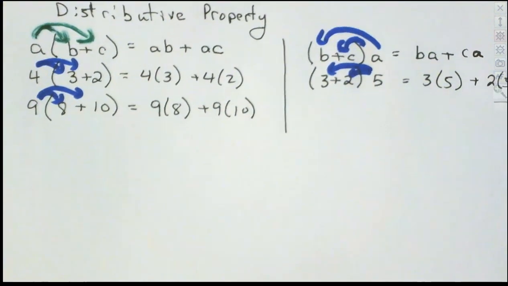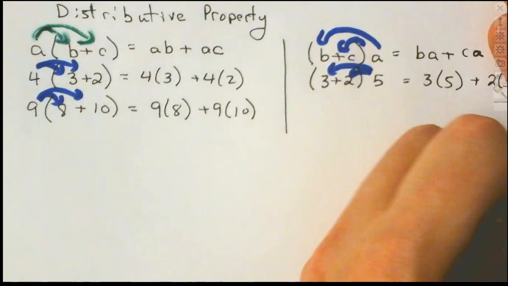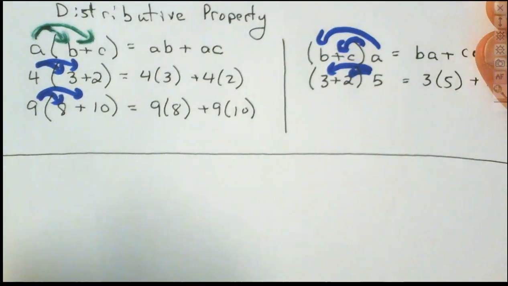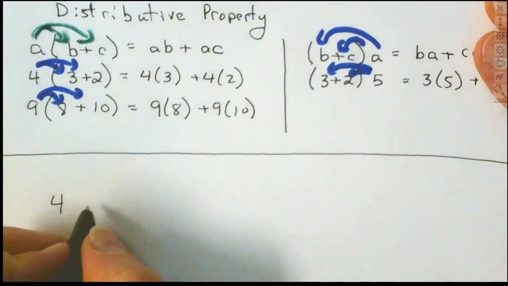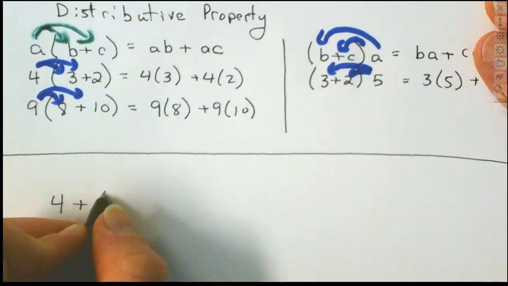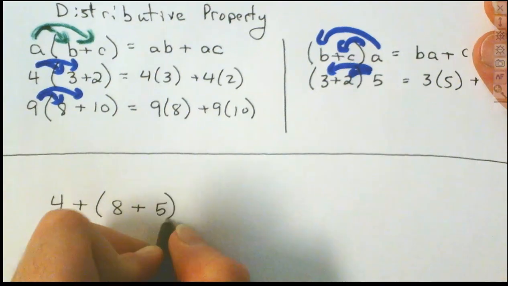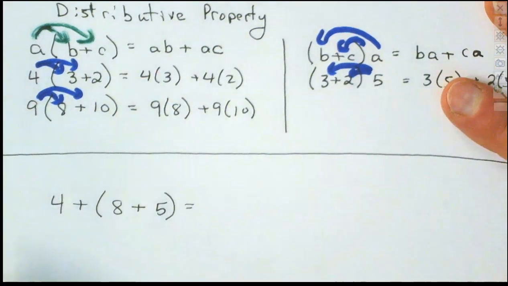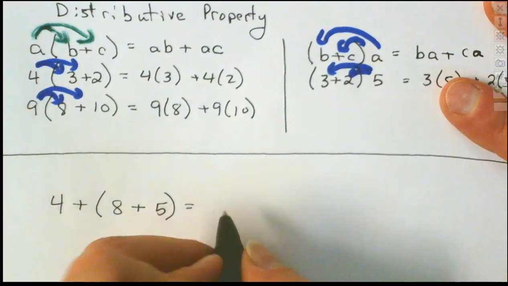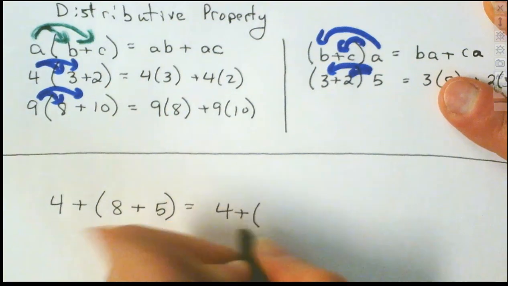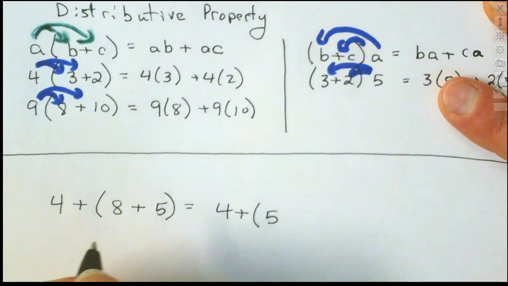Now we're going to look at several of these, and you're going to tell me what property I'm using. So I'm going to mix them up, and you're going to tell me what property I'm using here. How about we look at 4 plus 8 plus 5 is the same thing as, how about, 4 plus, in parentheses, 5 plus 8.